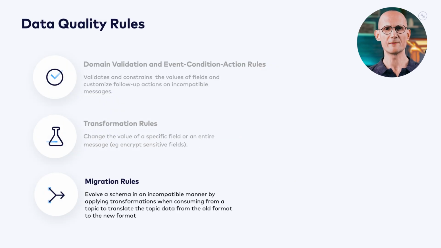Fortunately, you can now evolve schemas in an incompatible manner thanks to migration rules, which are part of the new data quality rules capability. It's available in Confluent Cloud and Confluent Platform Enterprise. Let's see how it works.